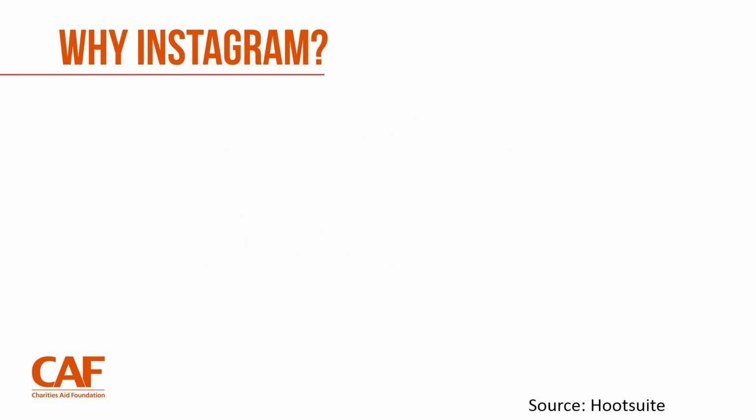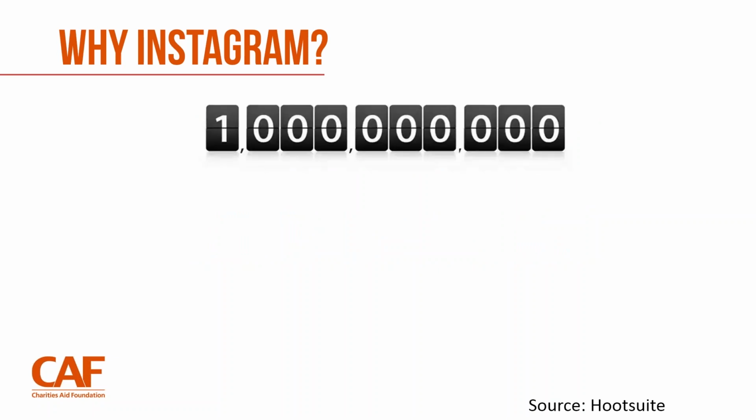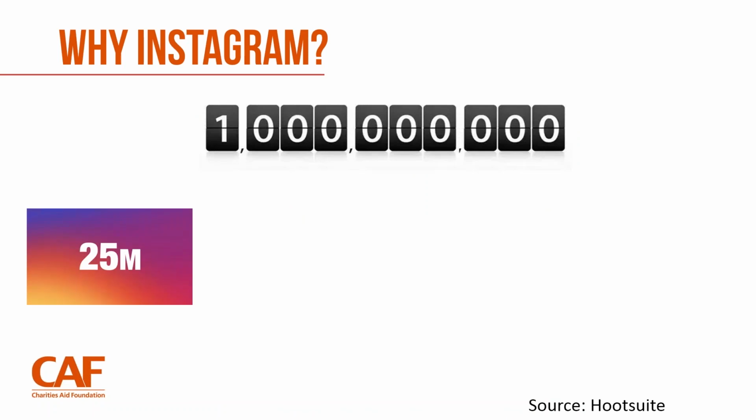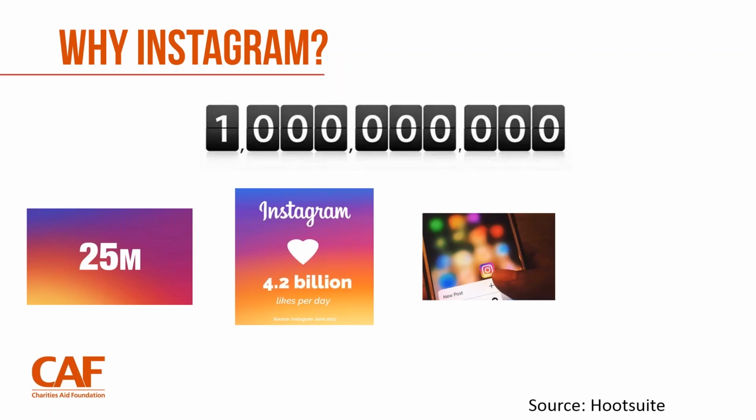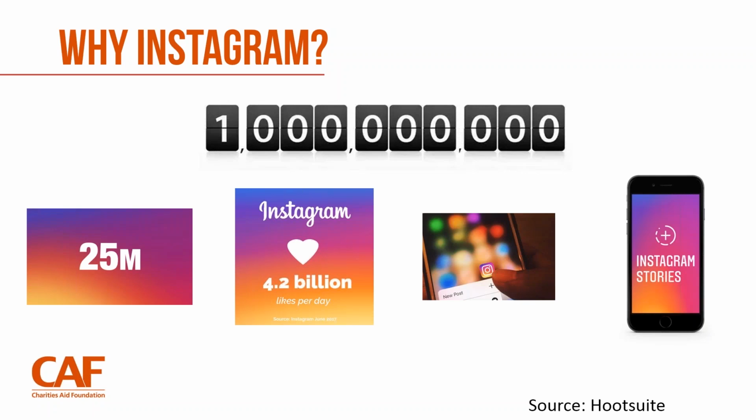So why Instagram? Well, it's the second most engaged network after Facebook. It has 1 billion monthly active users, 25 million business profiles, users like up to 4.2 billion posts per day. There are 95 million posts per day, and 500 million stories are posted each day. It is really a chance for you to tell your story and reach donors, volunteers, and advocates. These are great reasons as to why your charity should be on Instagram, but also what you're up against.